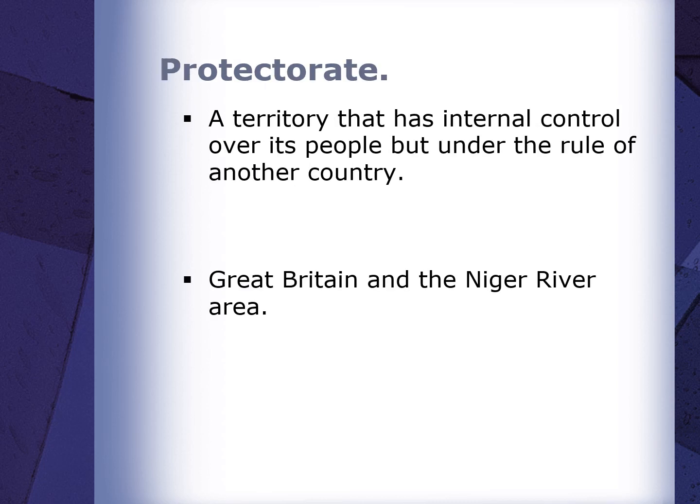We also have a protectorate. A protectorate is a territory that has internal control, so they have control of their people and what goes on in their country, but they're under the rule of another country. So, for example, Great Britain and the Nile River area, which we're going to talk about later on in this lesson, but with Great Britain and Nigeria, this would be an example of protectorate. So they had control of what was going on, but they were still under the governance of another country.